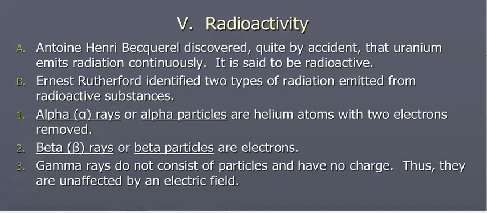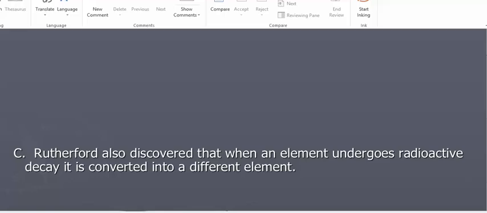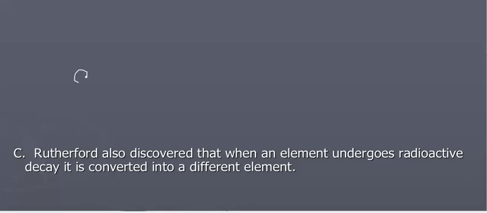There's actually a 3rd type of radiation, which is called gamma rays. They do not consist of particles, have no charge, and they're unaffected by an electric field. So here's kind of what we have. If we have a radioactive substance, let's say we have uranium over here, it's going to emit 3 types of radiation: alpha, beta, gamma.